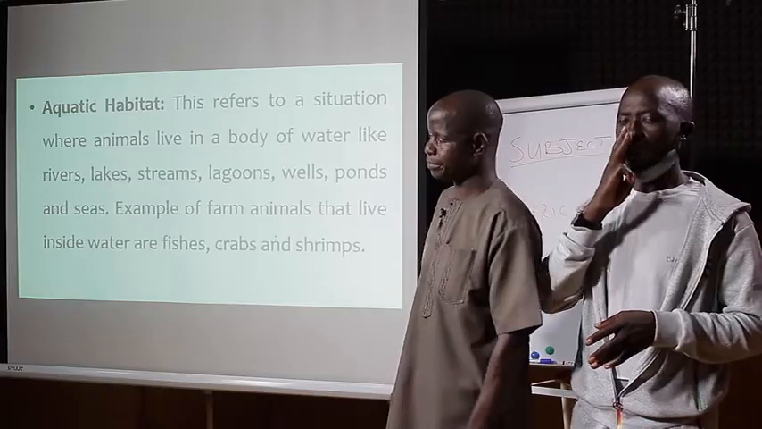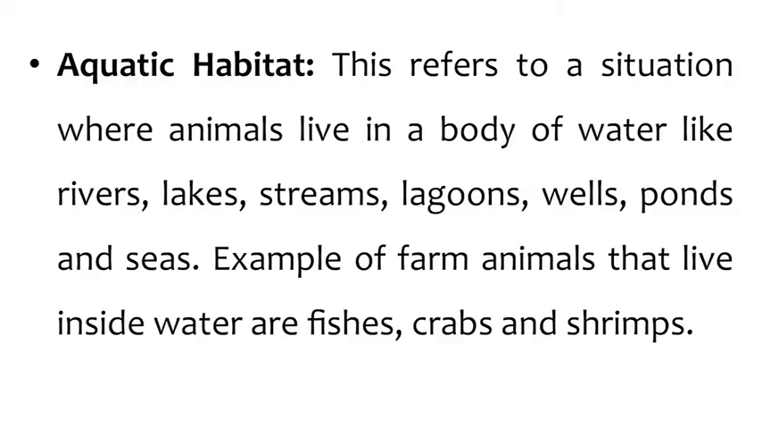Aquatic habitats. This refers to a situation where animals live in a body of water, like rivers, lakes, streams, lagoons, wells, ponds, and seas. Examples of farm animals that live inside water are fishes, crabs, and shrimps.